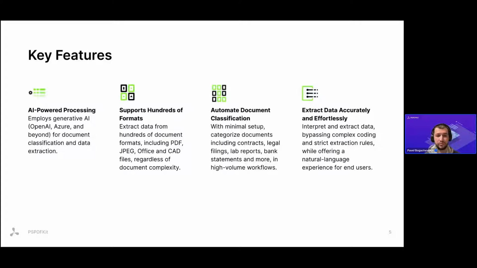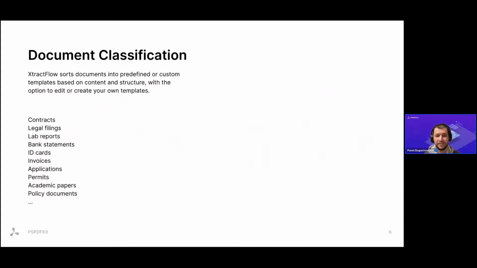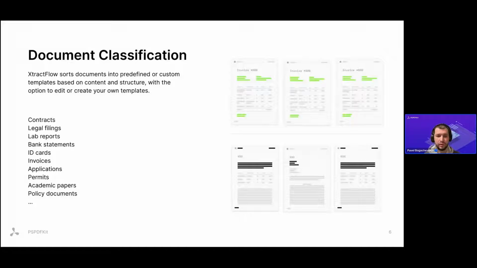XtractFlow can help you classify documents based on their content. This means you can identify and separate, for example, contracts from invoices, insurance claims from insurance applications, and patient intake forms from patient examination forms. After that, you can extract whichever information you prefer. The key difference between XtractFlow and current IDP solutions is that you can define a document type to classify and data to extract with natural language.